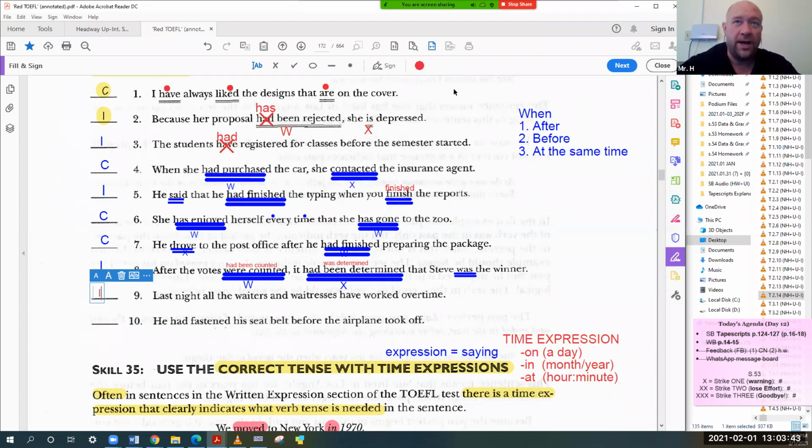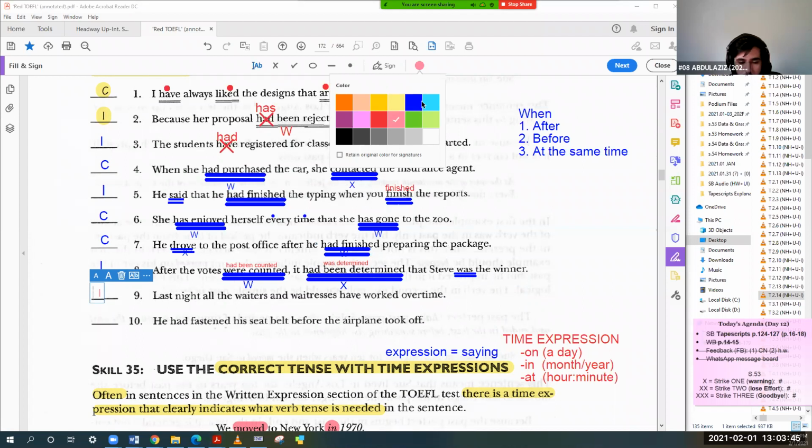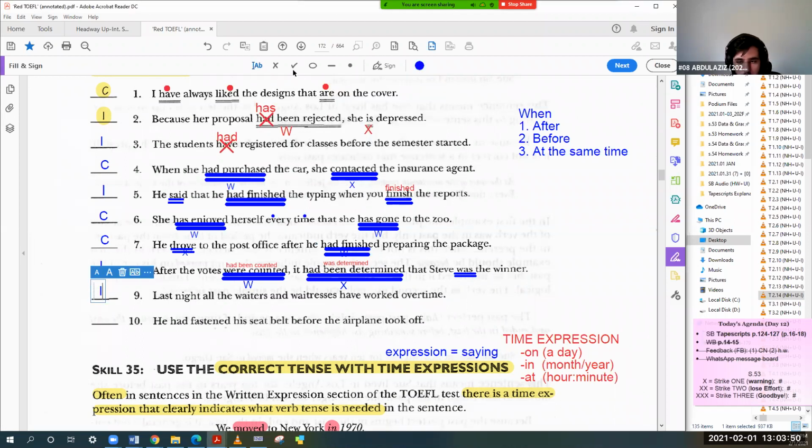Incorrect? Why? "And the last words have worked overtime." It's completed. It should be "worked" without "have," I think. Yeah. What's the key in this case? We have a specific key: last night.